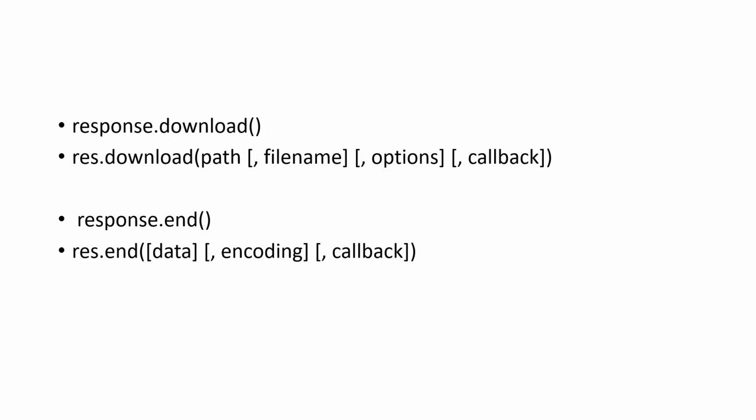First, let's look at response.download. The download method is used to prompt the client to download a file. It sets the appropriate headers to force the browser to download the file rather than display it. This method is particularly useful when you want to allow users to download files directly from your server.